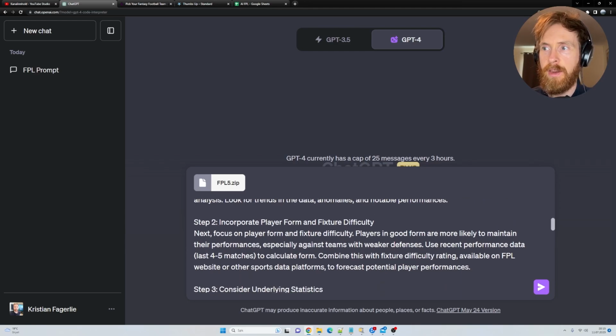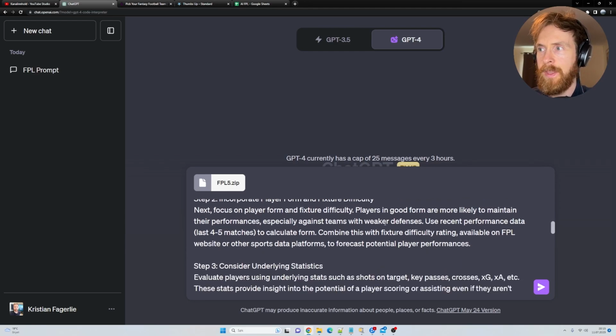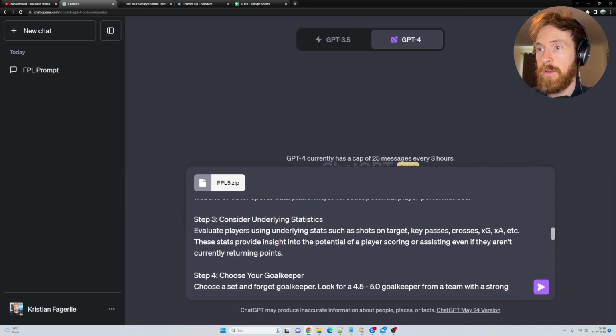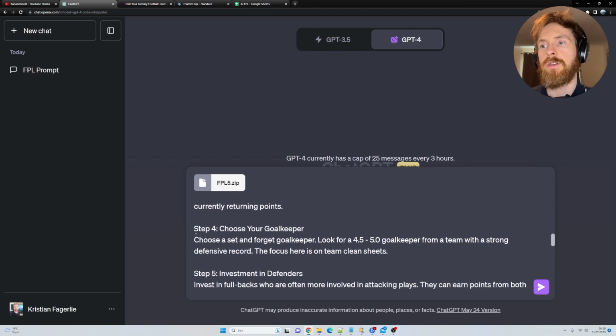Step 2 is player form and fixture difficulty. I think this is important. Player form and recent performance data combined with fixture difficulty rating. That's good. Underlying statistics: so underlying stats adds shots on target, key passes, crosses, xG, xA, etc. Choose a goalkeeper. So choose a set-and-forget goalkeeper. Look for a 4.5 to 5 goalkeeper from a team with a strong defensive record.